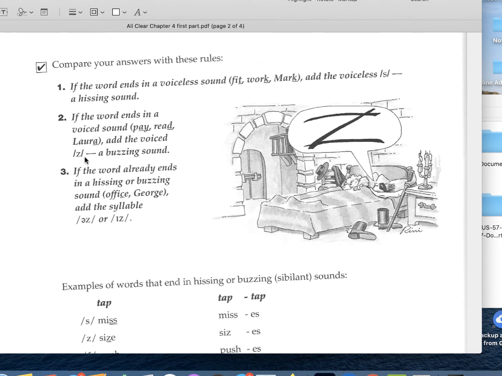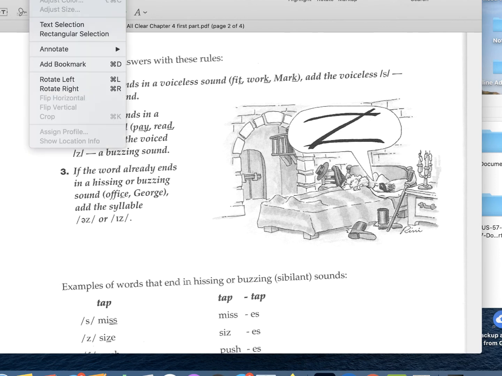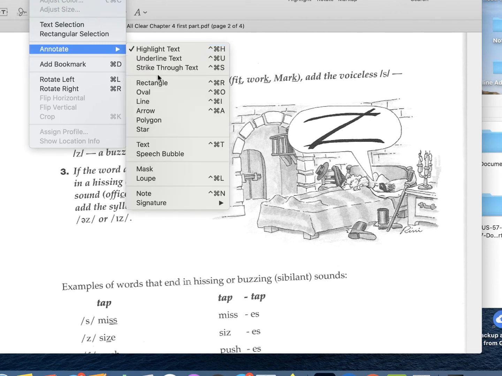And so instead of saying S, you're going to pronounce it with a Z. Let's take the sentence, he pays for himself. Go ahead and make some text here and show you what I mean.